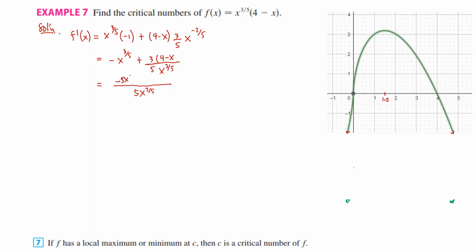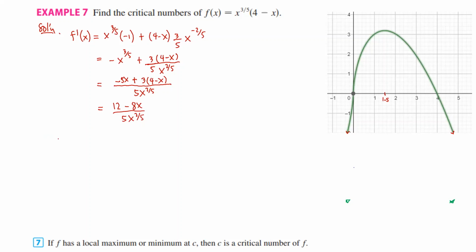So that will be x raised to 3/5 plus 2/5, which is equal to 1, right? Then plus, you have here 3 times (4 minus x), okay? And simplifying further, of course, 3 times 4 here is 12. The negative 5x and negative 3x will become negative 8x, over 5x raised to 2/5. Okay, so this is the derivative.